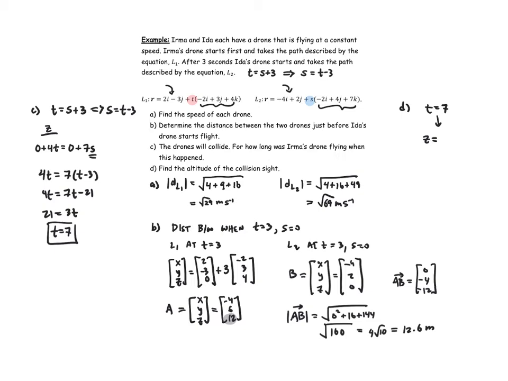If I plug it into Ida's component for z, I have to make sure I'm plugging in the appropriate value for s. S would equal 4. So either should work. I'm going to plug this into the z component, which of course was 4t. If I plugged s into the z component for Ida's drone, I would plug in for 7s. And if I plug those in, you should see that you get the same number. So the vertical height or the altitude, regardless of which component and which vector you work with, ends up being 28 meters.